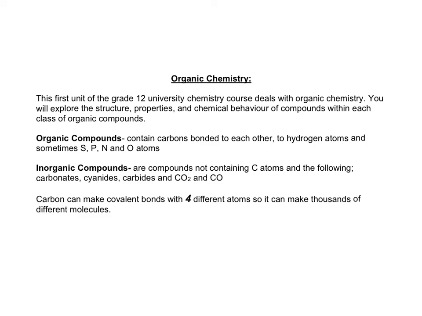It is a compound that contains carbons bonded to each other, to hydrogen atoms, and sometimes sulfur, phosphorus, nitrogen, and oxygen atoms. Inorganic compounds are compounds that do not contain carbon atoms, or if they do, they are carbonates, cyanides, carbides, carbon dioxide, and carbon monoxide. All of those 5 examples contain carbon but are considered inorganic compounds. Carbon can make covalent bonds with 4 different atoms, so it can make thousands of different molecules.